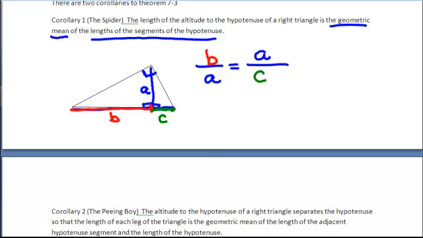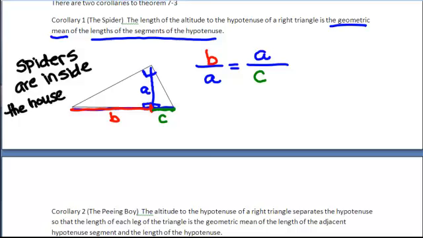Now you guys have to use your imagination, all right? When I think about spiders, I'm going to say spiders are inside the house. So the house in our case is the triangle. This right here is our house, and this is my spider in the house. So please circle your spider. And anytime you have a circle, it's going to be the geometric mean. So the spider is the geometric mean.